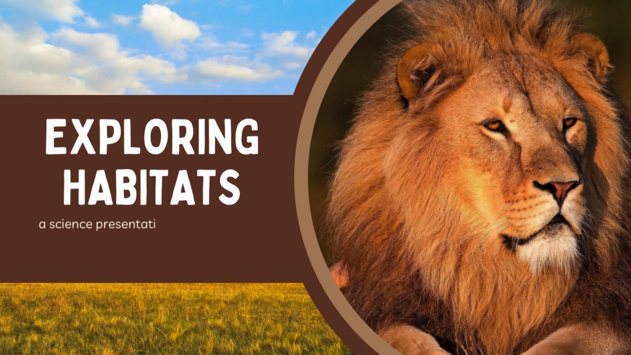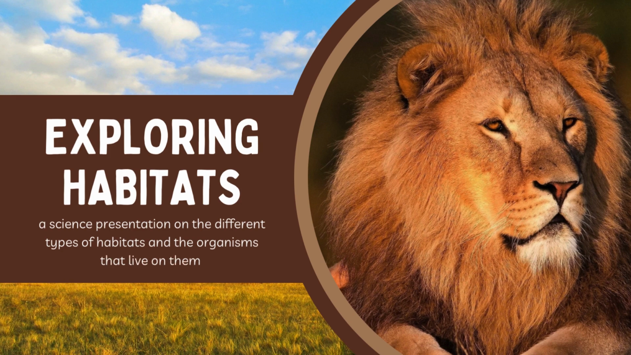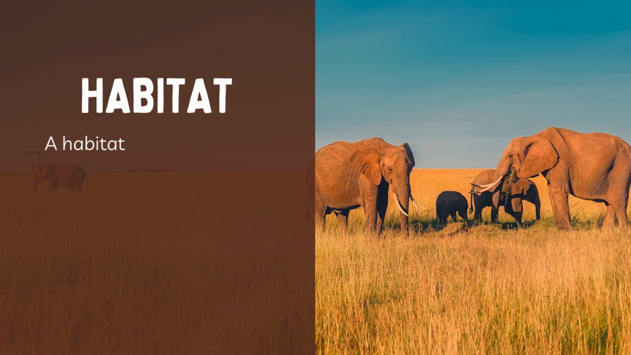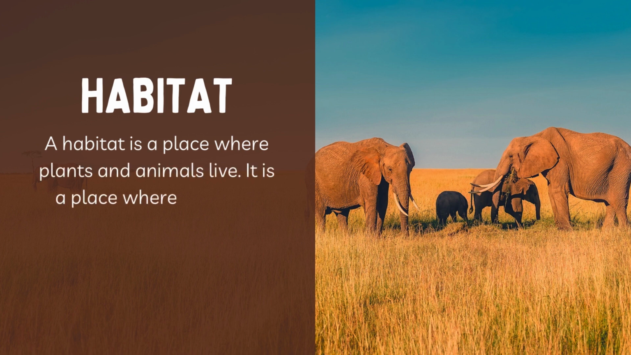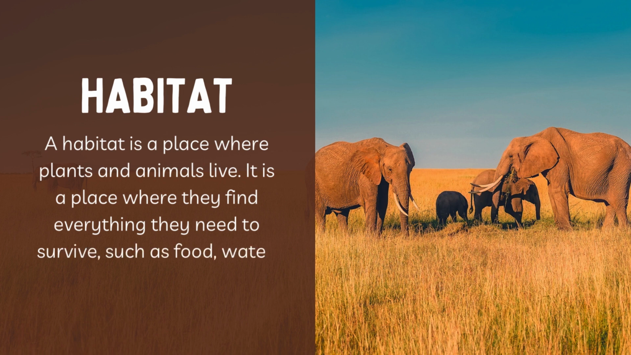Exploring Habitats, a science presentation on the different types of habitat and the organisms that live on them. A habitat is a place where plants and animals live. It is a place where they find everything they need to survive, such as food, water, and shelter.